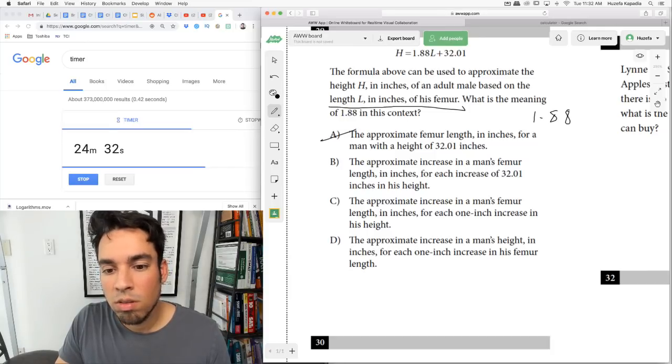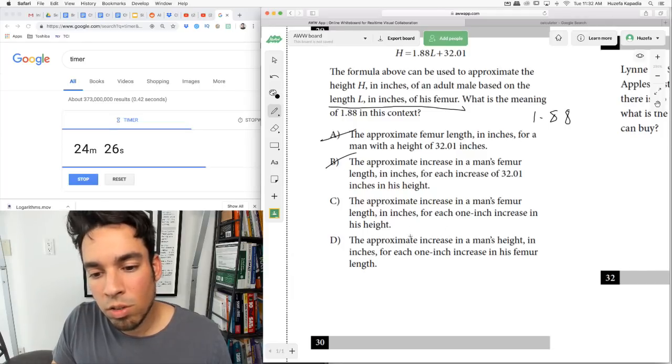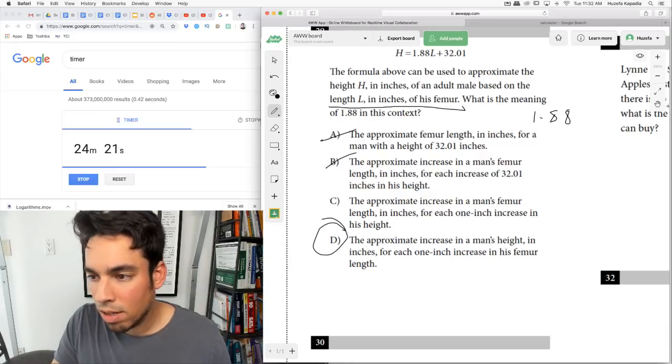No. Approximate increase in a man's height in inches for 1 inch. And this is it. Just what I said, right?